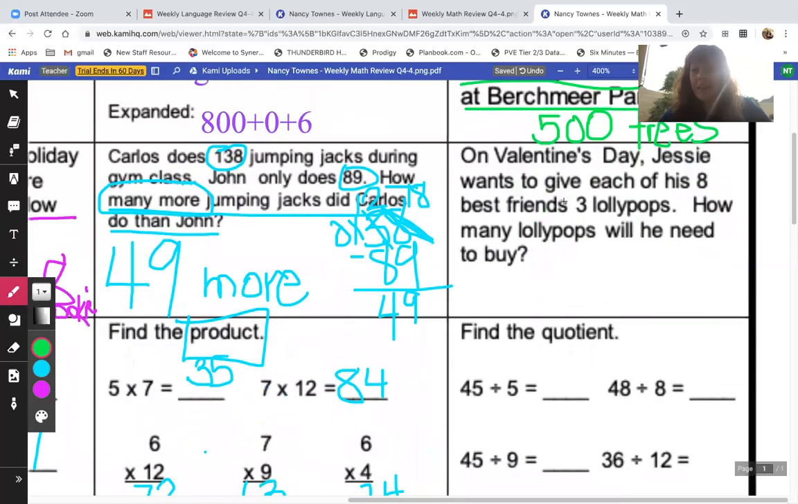Next one, on Valentine's Day, Jesse wants to give each of his 8 best friends 3 lollipops. Well, he has a lot of best friends. So there are 8 friends, and each one of them got 3 lollipops. How many lollipops will he need to buy? So how many? And that would be all together. They actually don't even say all together, do they? But if we wanted to draw a picture, we could draw 8 people and give them each 3 lollipops.